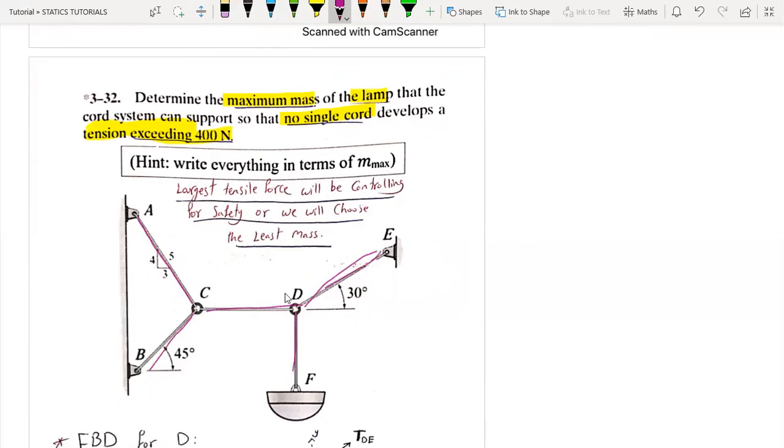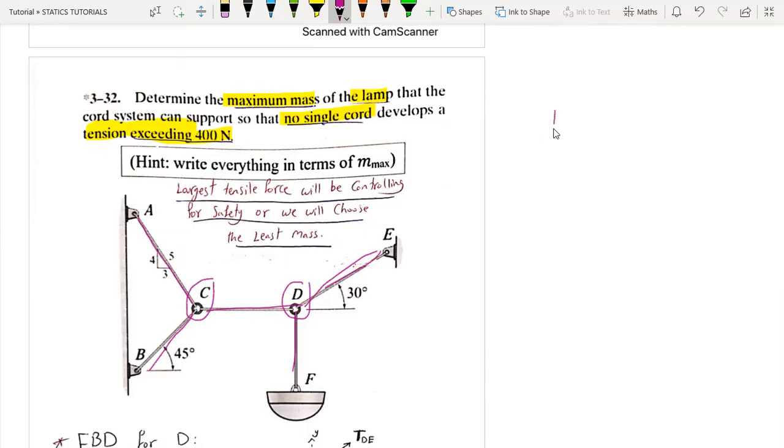So, okay, the same process for each particle, I'm going to apply my equations of equilibrium. So, summation of Fx and summation of Fy, both at C and particle D. And I'm going to keep the results in terms of M max. So write everything in terms of M max, and at the end, I will take the controlling tension force, which is the maximum tension force.